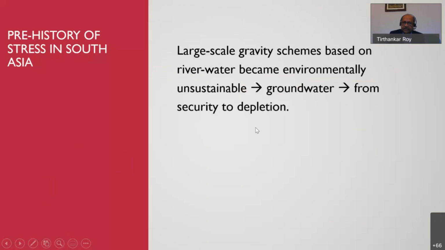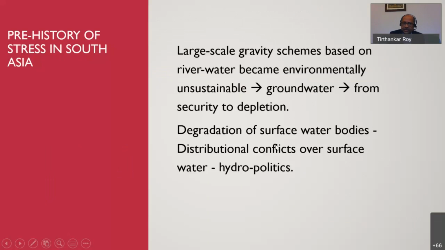The prehistory of the state of water stress in South Asia is these gravity schemes or impounding schemes. We know that it was tried extensively after independence in the Deccan Plateau. The solution to famine was to create 2,000 dams over rivers that could not take any more. They were not rich enough water-wise to sustain dams, but dams were built recklessly, leading to massive environmental problems.